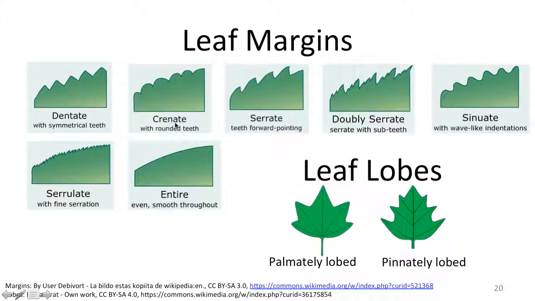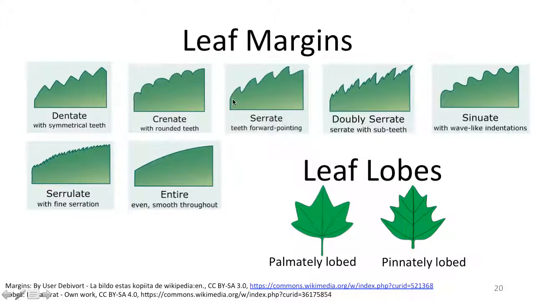Our next term is crenate, and crenate margins have rounded teeth. They're not sharp. Even if the leaf was hard, these would not cut you or snag in your clothes.